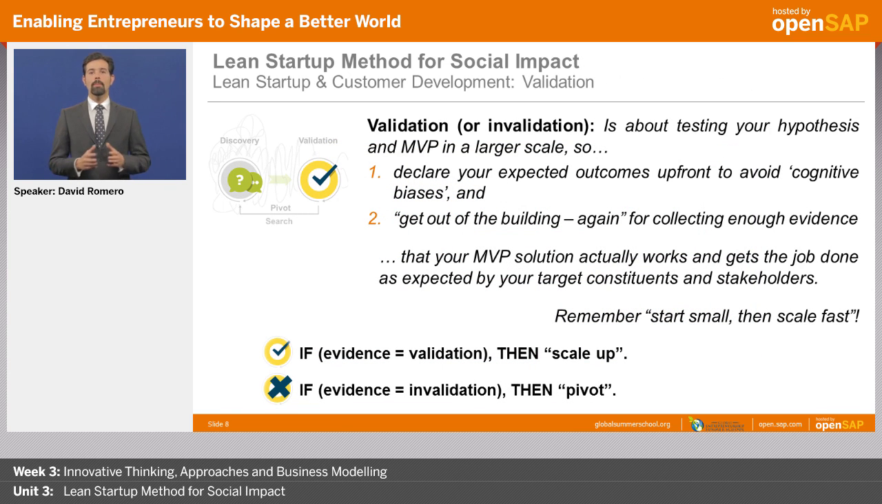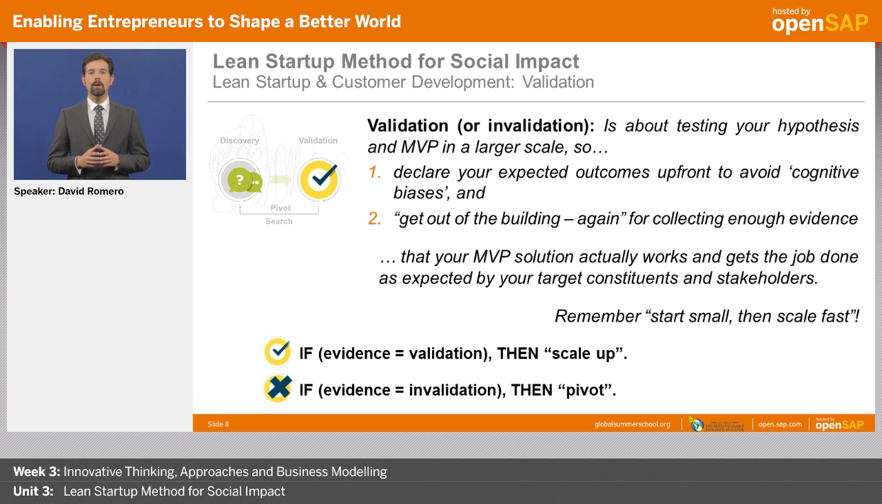At the validation or invalidation step, in the stage of search of customer development, our main focus is to test our hypothesis and minimal viable product on a larger scale. And in order to do this, we need to avoid cognitive biases by declaring in advance our expected metric outcomes. And the idea here is to really test if our solution is able to deliver and get the job done as expected by our target constituents and stakeholders.